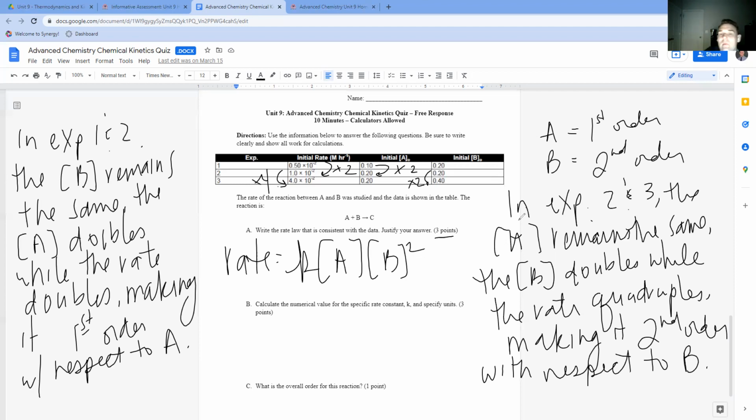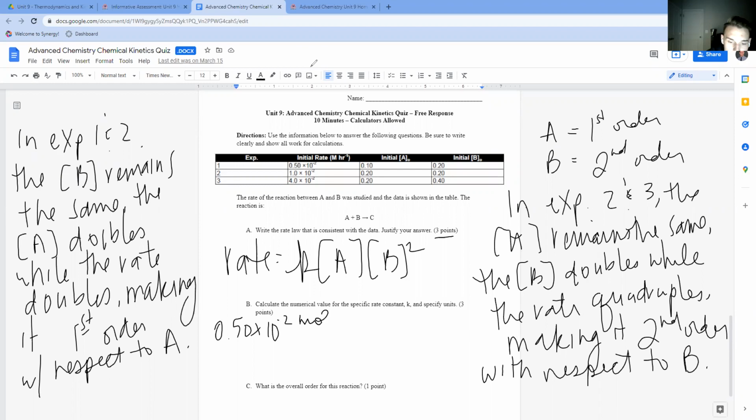Now, I'm just going to erase this stuff that's on here so we can see this better. Now, what we want to do for the next part is calculate the K with its unit. I'm just going to plug in the information from experiment 1 into my expression, and it's going to be 0.50 times 10 to the negative second.